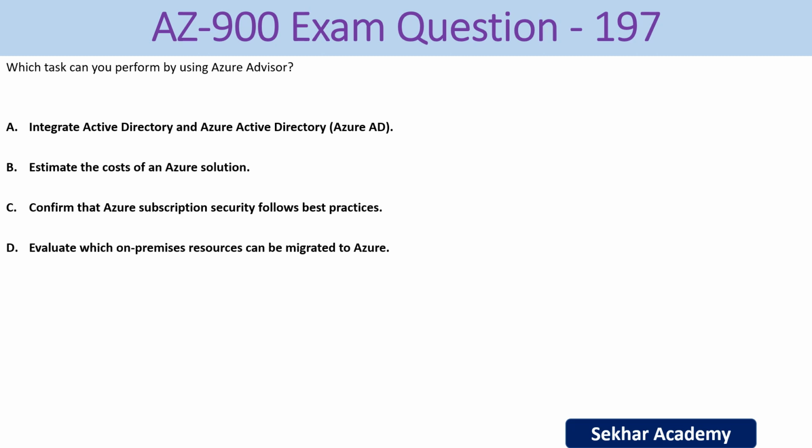AZ-900 exam question number 197. Which task can you perform by using Azure Advisor? Options we have: A. Integrate Active Directory and Azure Active Directory, Azure AD. B. Estimate the cost of an Azure solution. C. Confirm that Azure subscription security follows best practices. And D. Evaluate which on-premises resources can be migrated to Azure. Right? The right answer here is estimate the cost of an Azure solution, which is a task you can perform using Azure Advisor. So the right answer is B, estimate the cost of an Azure solution.